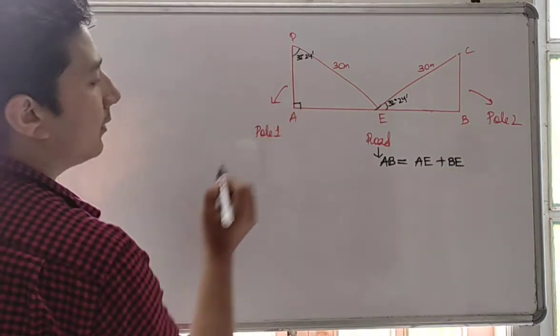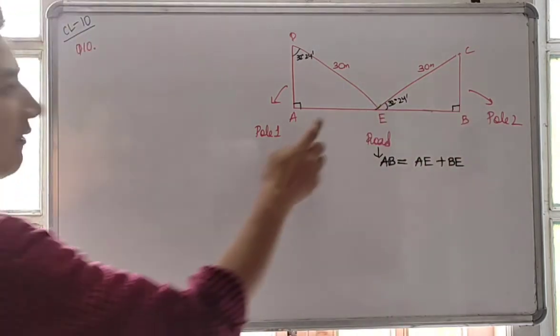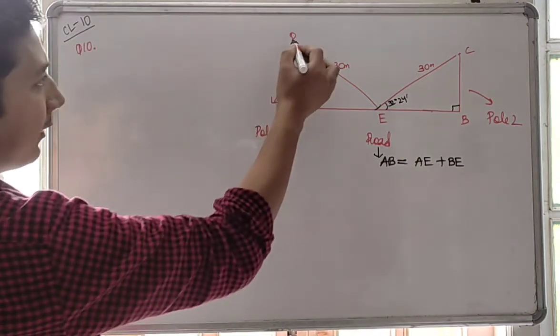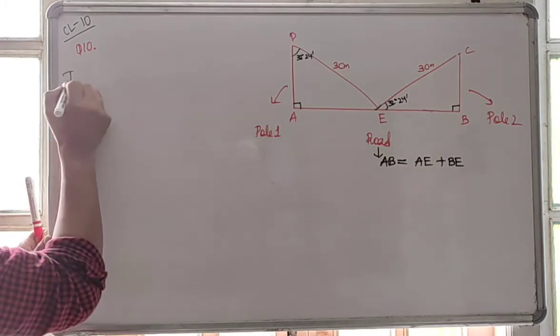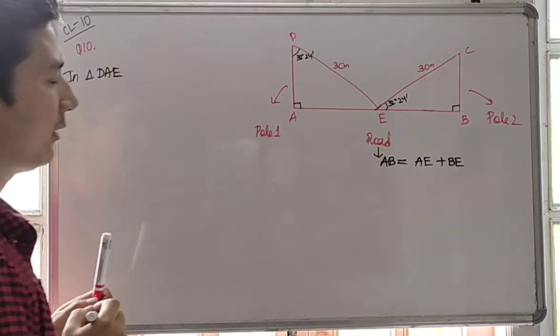This angle is 90 degrees. So which means I need to find this and I need to find this. Let's see how we can find. In which triangle shall I take first? I'll take triangle DAE. So in triangle DAE, let's see what I can use.